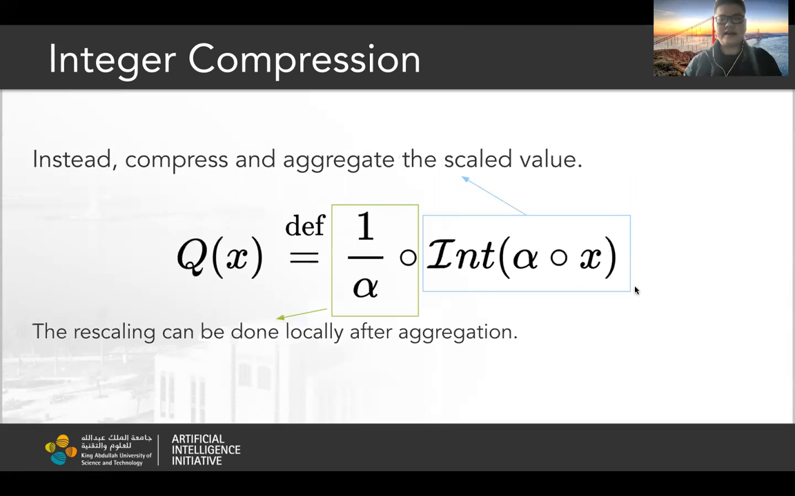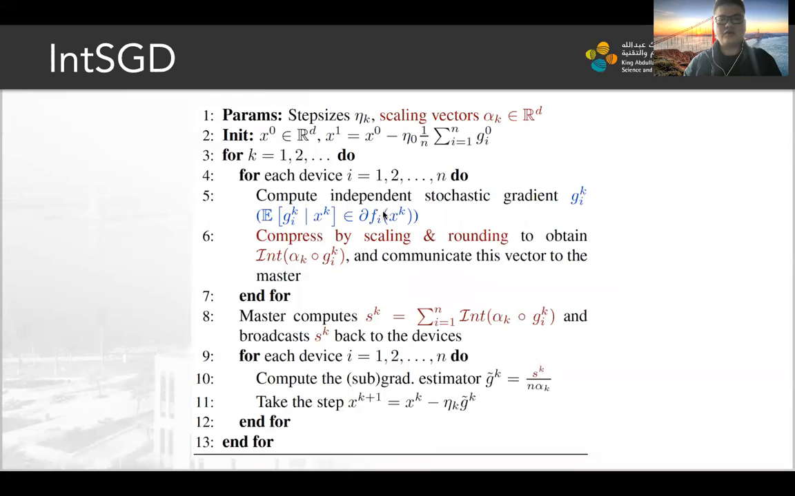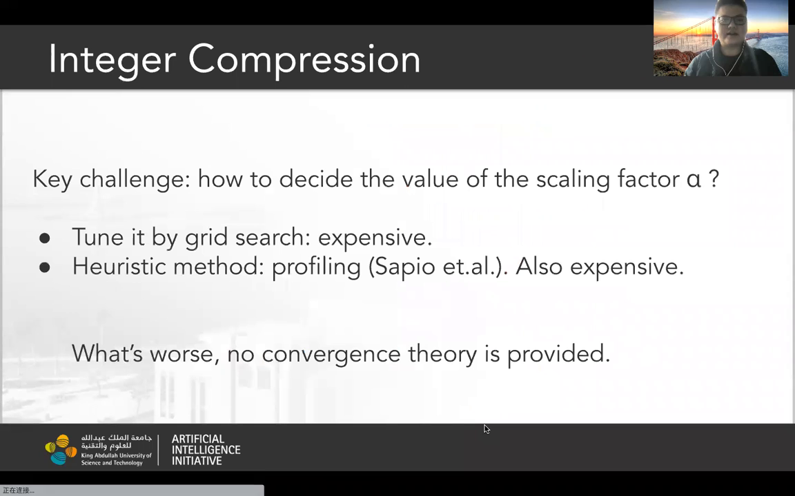So we scale it before we do the integer compression, and then we can aggregate those quantized values, and the rescaling part can be done locally after the aggregation. On each local worker, we first compute the stochastic gradient and compress it by scaling and rounding. Then the master can aggregate those values and broadcast them back to the devices. And then we can do rescaling and do the gradient step.